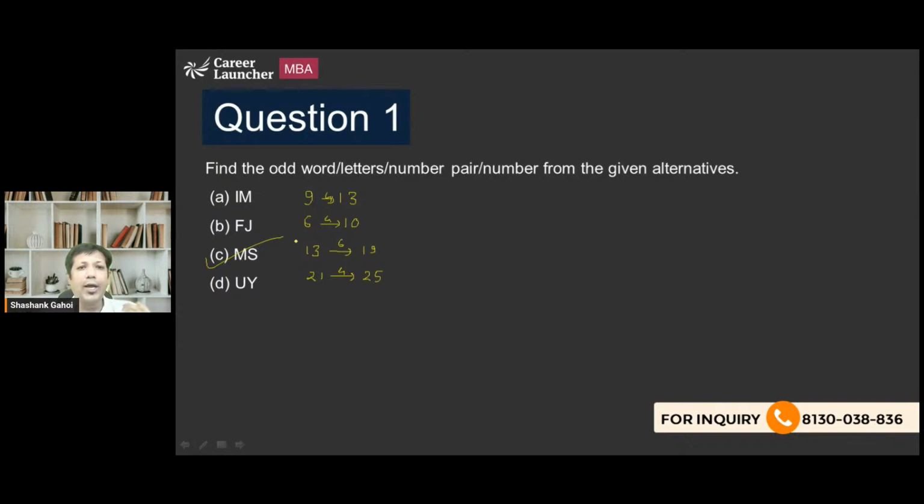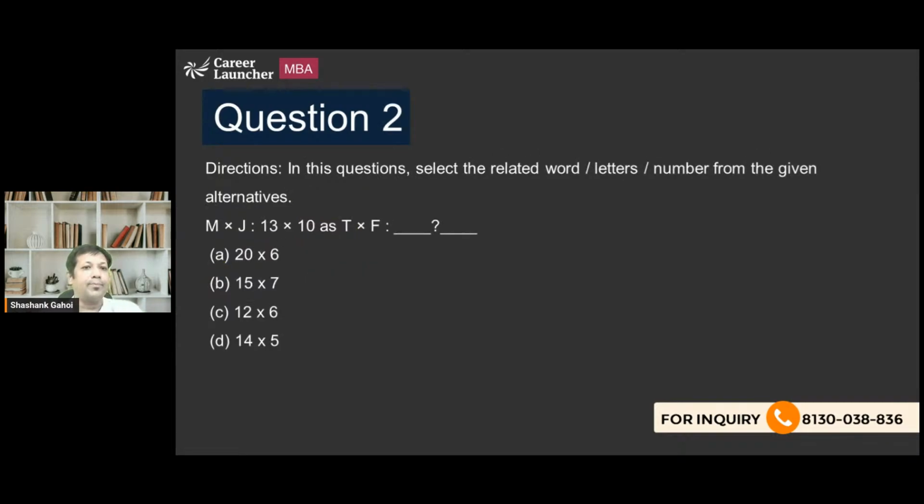Fair enough. So now let's move on to the next one. It says M into J is equal to 13 into 10. What is the value of T into F? M is 13, J is 10. The positioning itself is written, 13 into 10. So what is the positioning of T? That is 20. What is the positioning of F? That is 6. So the answer is going to be 20 into 6, and that's option A.